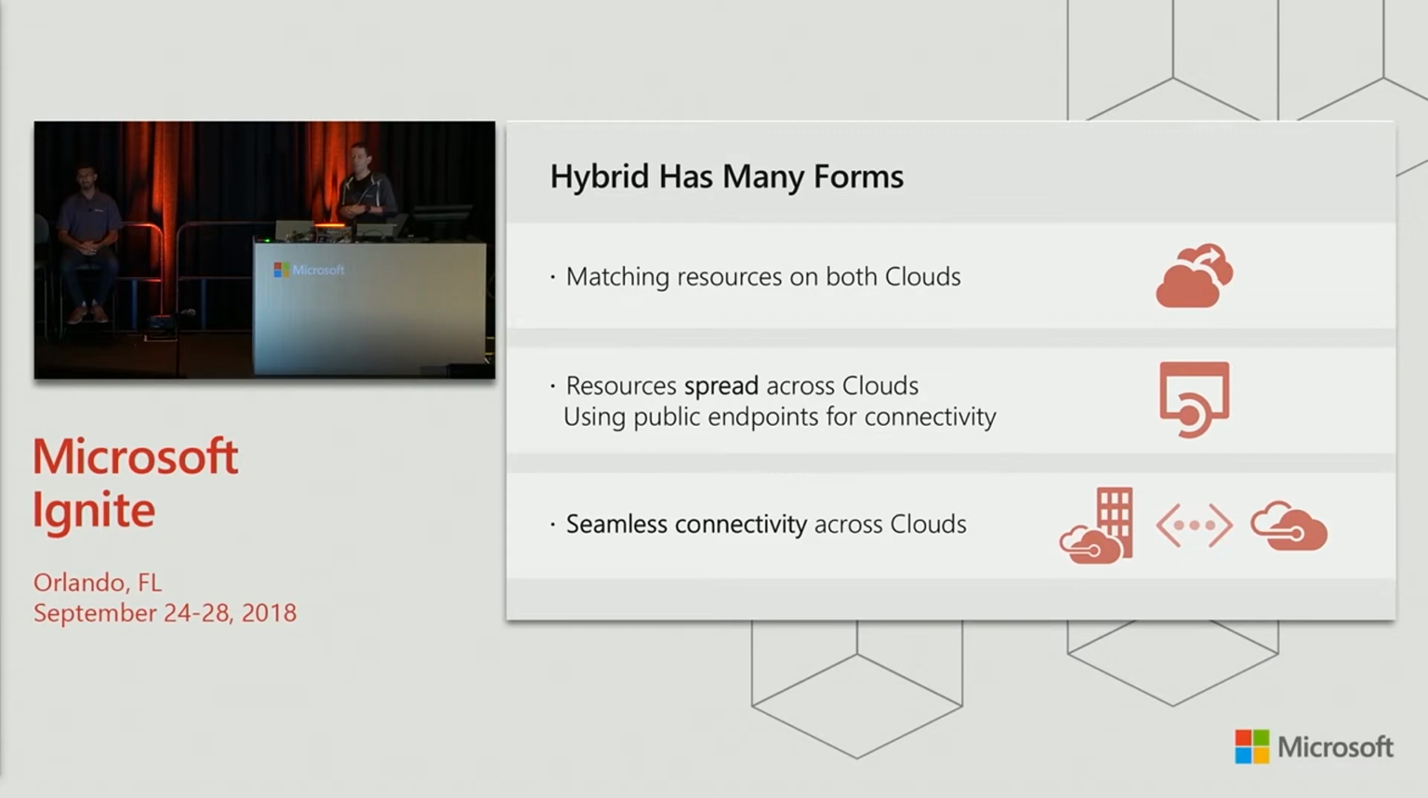There are different ways to accomplish that. For example, you could use something like a VPN between Azure and Azure Stack. You can use the Azure Network Relay, which also enables you to provide connectivity between both. So those are the three main forms of hybrid that we will use during this presentation.